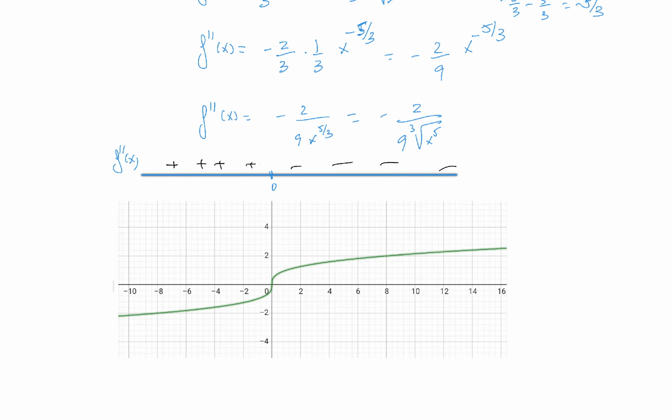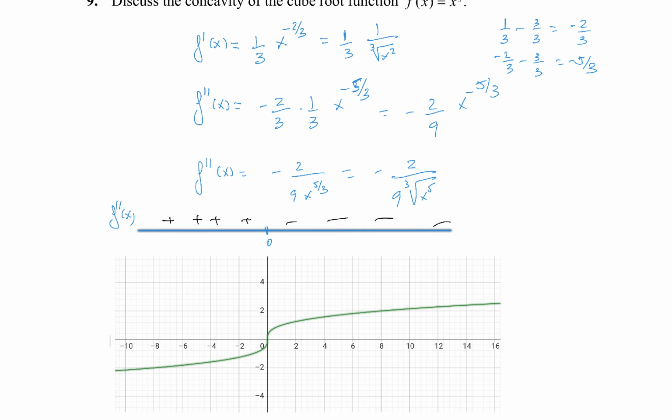This is the curve, and this is the second derivative. This is concave upward, and concave downward from 0 to infinity. At the point x equals 0, the slope doesn't exist. It's an infinite slope, a vertical line. And if you see here, when you plug in x equals 0, the slope doesn't exist.